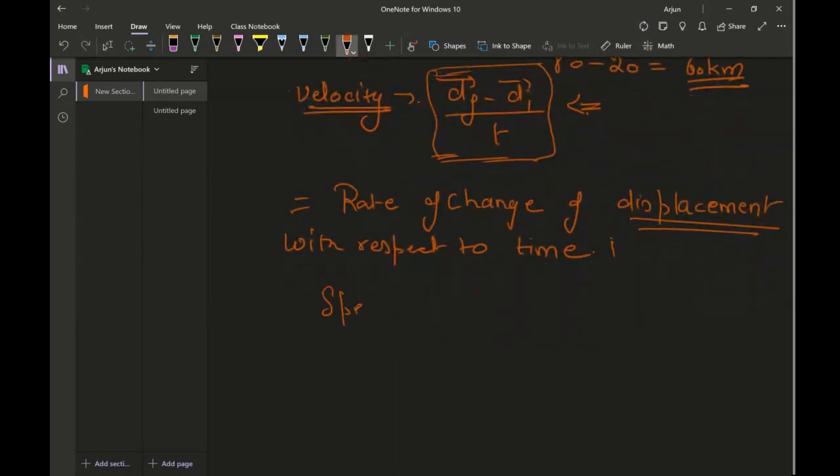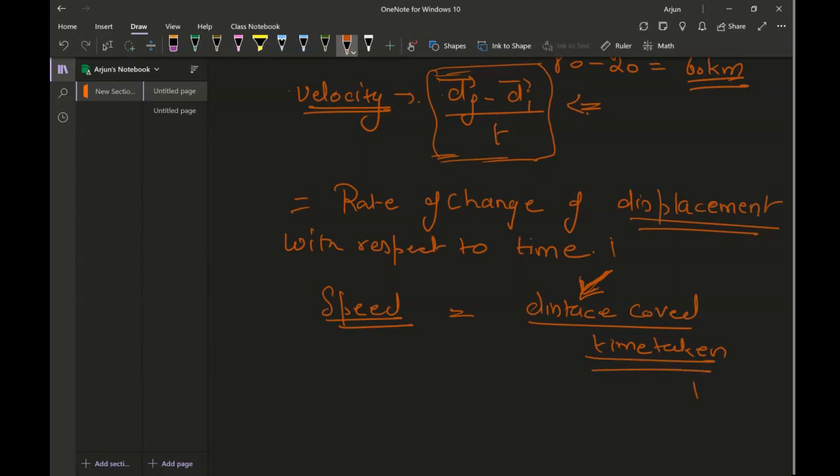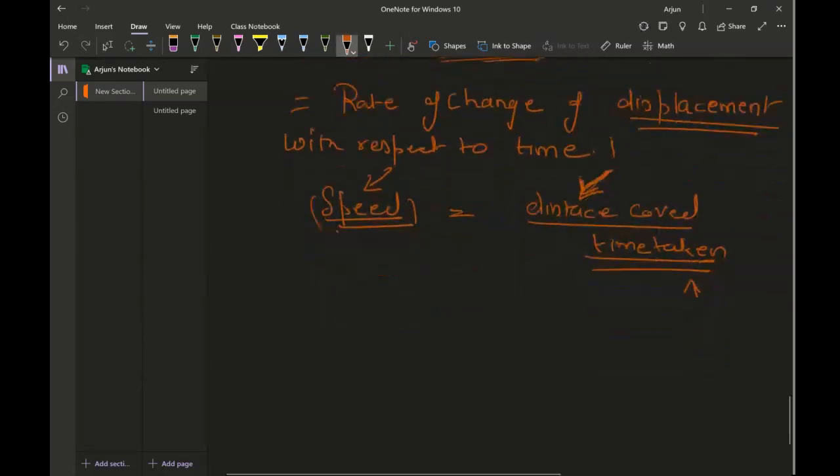Now speed is distance covered over time taken. So this is a scalar quantity. Time is always a scalar quantity. We never measure the time with respect to direction. So speed is also a scalar quantity.